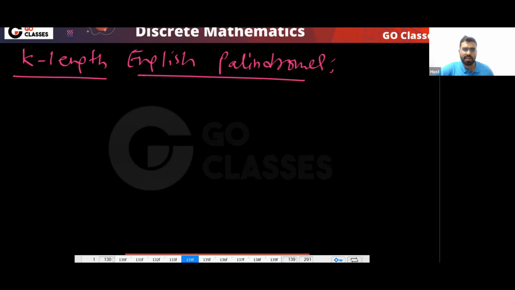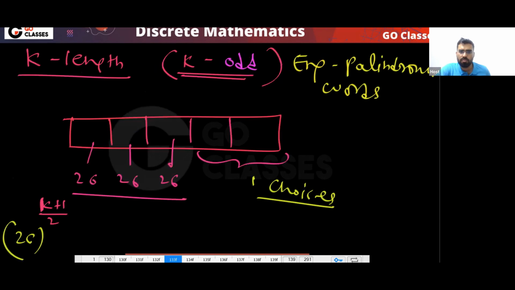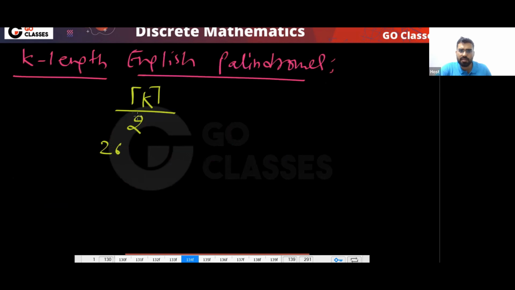Means odd comma even. Can you accommodate both of them? Odd comma even, both of them you need to accommodate. So you can accommodate by 2 power ceil of k by 2, 2 power k ceil.